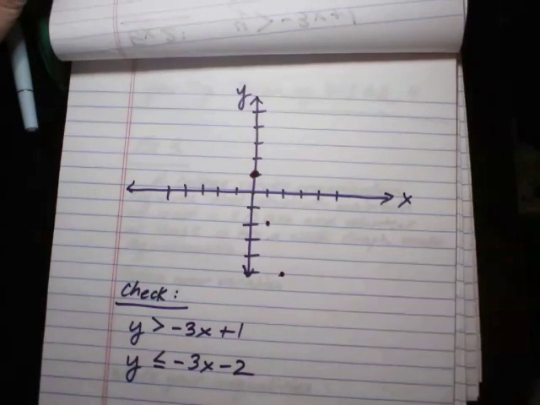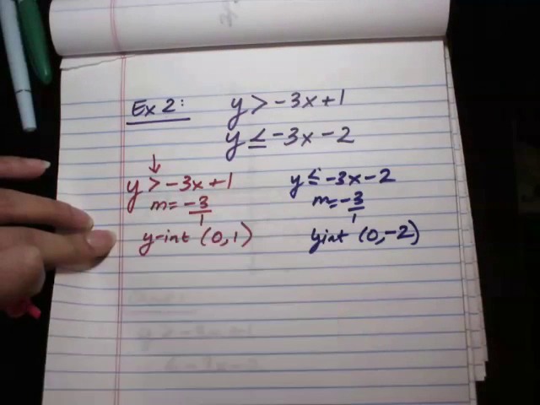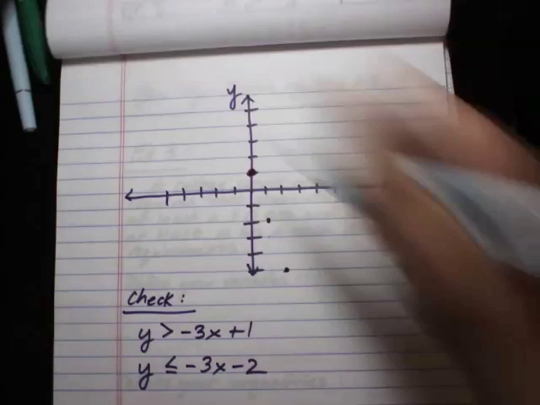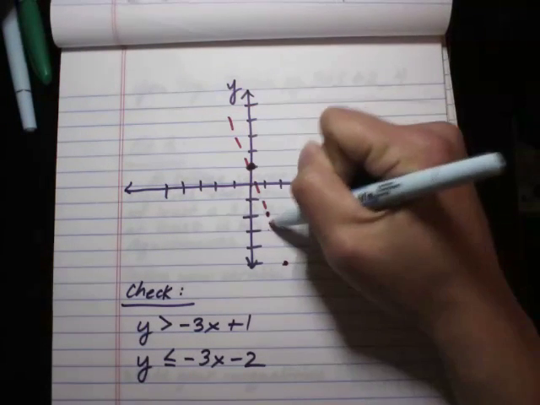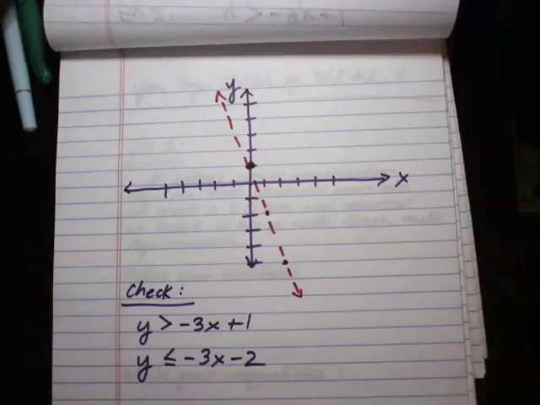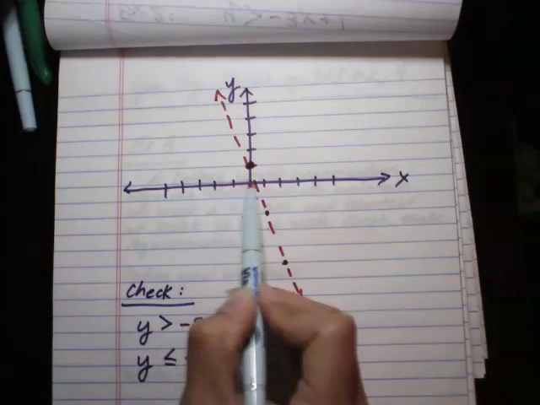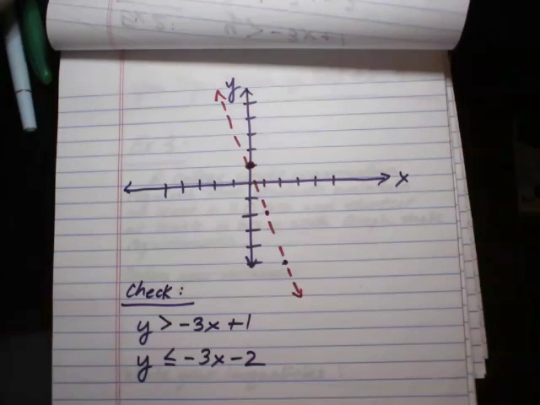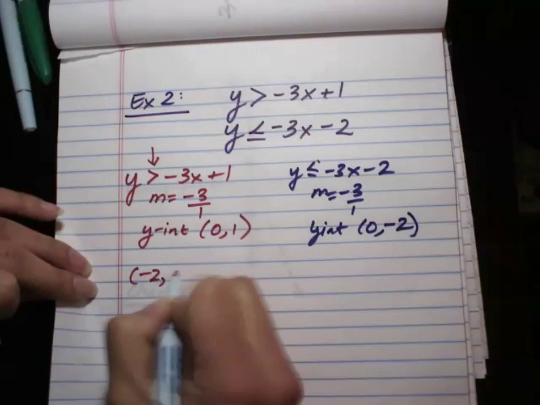Okay, let's check. Is this going to be a solid line or a dotted line? Our symbol is a greater than symbol, so it will be a dotted line. I'm just going to roughly sketch; you can use a ruler. Dotted line. Now let's test to see where we should shade. I'm going to test a point over here, negative 2, 0, because I know that this half plane is part of that point. So let's test negative 2, 0.